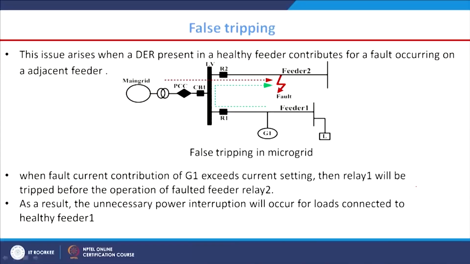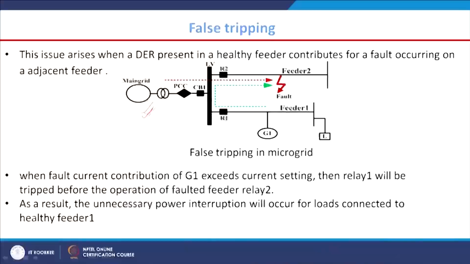Another issue is false tripping. So, what is this false tripping? Here is our main grid. If we take this example, it will be easier to understand. That is why I have taken this particular figure, a small microgrid system where this is our main grid, this is the PCC, point of common coupling, this is the distribution transformer, and this is the circuit breaker on the main grid side. These are two feeders, feeder 1 and feeder 2. Here a load is present and here one DG is connected.